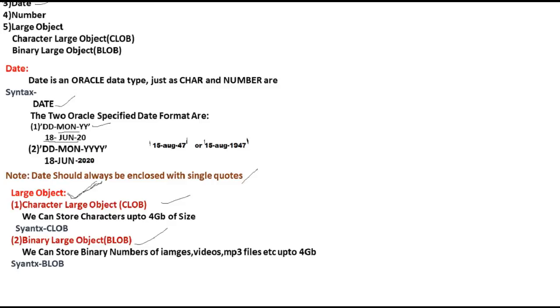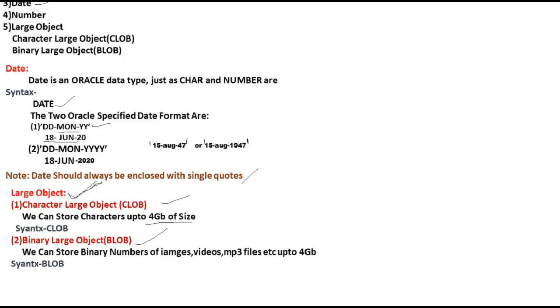So what we store in character large object, we store only characters. In character large object we can store characters up to 4 GB of size. The syntax is CLOB, nothing else. If you write CLOB like this, you can store 4 GB of data inside that.